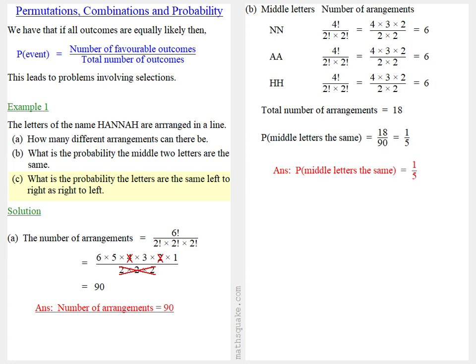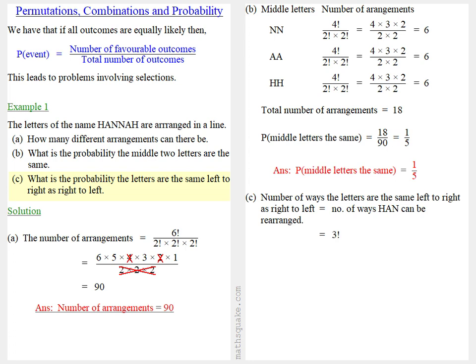Now in part C, we're asked what is the probability the letters are the same if we go left to right or go right to left. Now to solve this, the number of ways the letters are the same left to right as right to left is equal to the number of ways the 3 letters H, A and N can be rearranged. The remaining 3 letters have the same order, but in reverse. Now that's 3 factorial, which is 3 times 2 times 1, or 6. So the probability is 6 over 90, or 1/15. So the probability left to right is equal to right to left is 1 over 15.